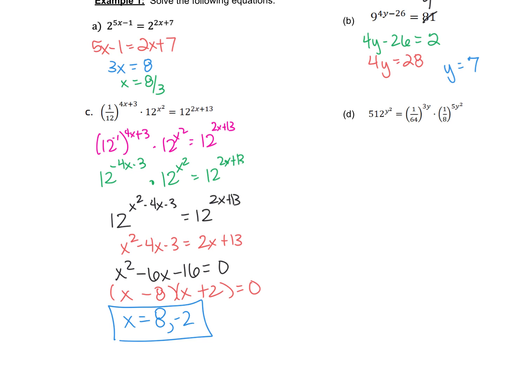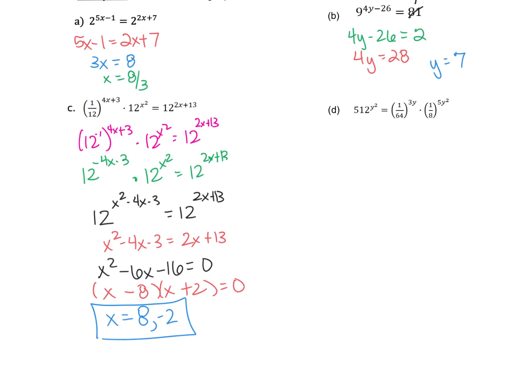All right, let's look at D. 512, 1 over 64, 1 over 8. Any guesses on what the common base is? 8. Okay, it's 8. Let's walk through it. 512 is going to be 8 to what power? The third. So that would be 8 to the 3y squared.